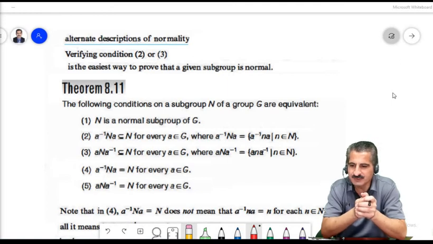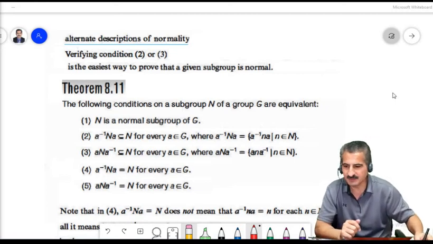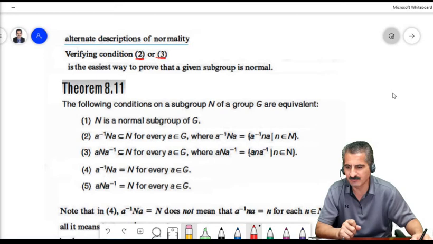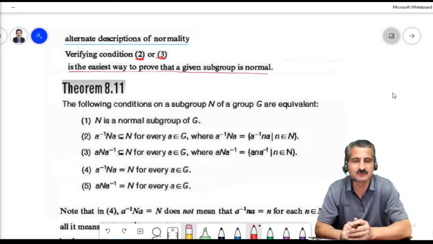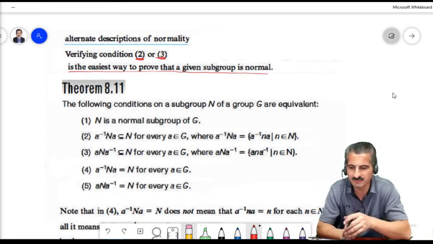But in general, showing a subgroup is normal is done by either using 2 or 3. What do you mean by 2 or 3? The conditions in the following theorem, and it is the easiest way to prove that a given subgroup is normal. So when you are asked to show that a given subgroup is normal, just go ahead and prove it satisfies 2 or satisfies 3 of the following theorem. How do we know this is true? Because we are going to prove it now.